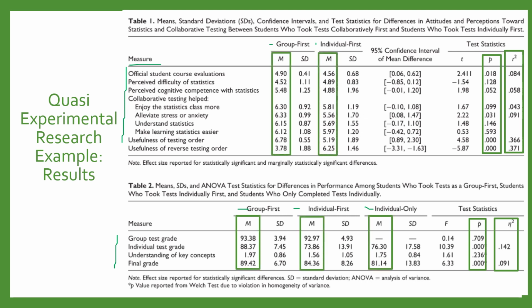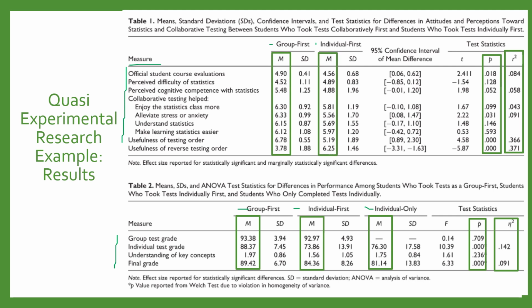Another place to look is the mean columns. So see the means for each condition. And remember that a higher mean represents a higher level for whatever dependent variable was being measured. So if we look at these results, compared to students who took their tests individually before taking it as a group, so in Table 1, students who get to take quizzes with a group before taking them individually tend to give better course evaluations, feel that collaborative testing helped their stress and anxiety, and thought that collaborative testing was more useful in general.